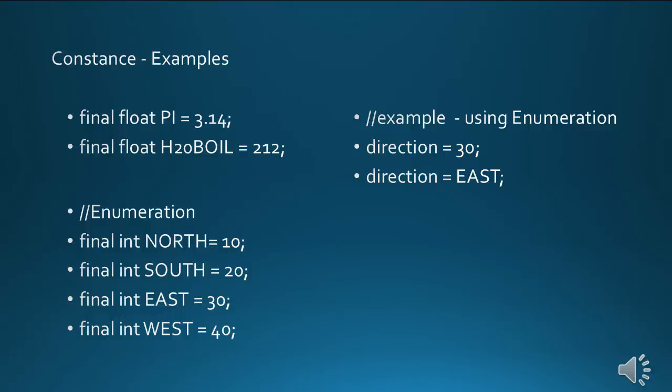Constant examples. Here I've got a couple of constant examples to show you. Up here, we have final float PI equals 3.14. So the final sets the variable as constant. We have our data type float, then our variable name PI, and then here's our initial value. Looking down here, we have another one, final float H2O_BOIL. This is the boiling point of water, equal to 212. So final sets the value, we have our data type followed by our variable name in caps.